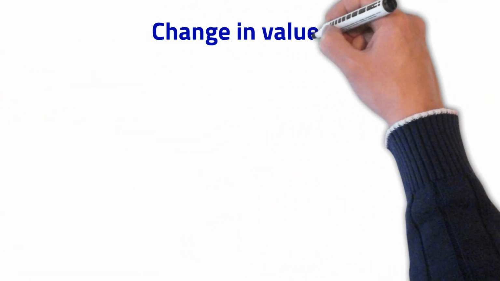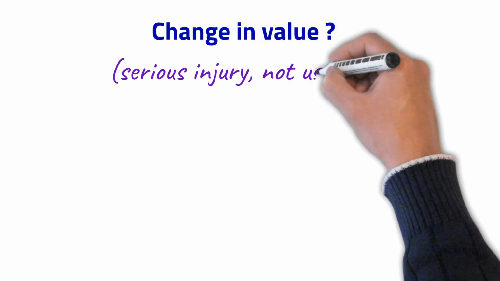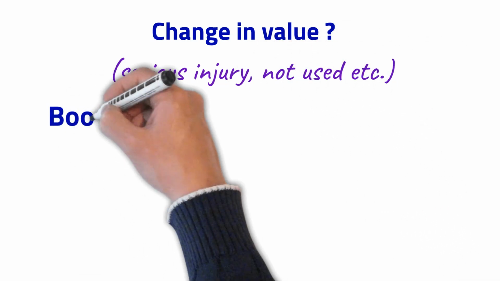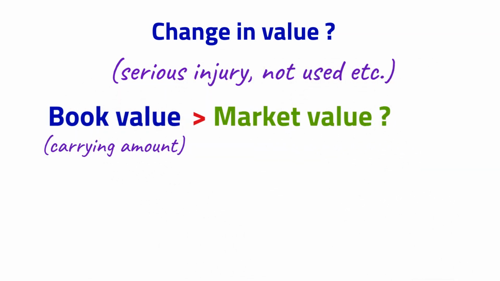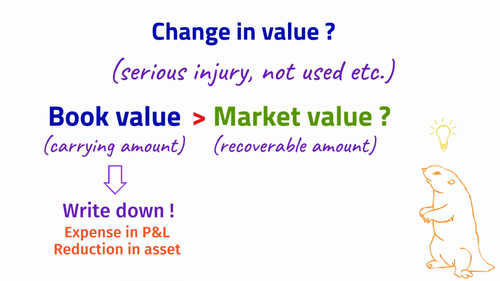If there are signs the asset is worth less, for example serious injury, sustained loss of form, or a decision the player will not be used, the club compares carrying amount to recoverable amount. If recoverable is lower, the club will record an impairment loss in the income statement and reduce the asset.